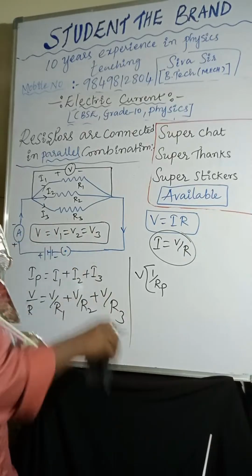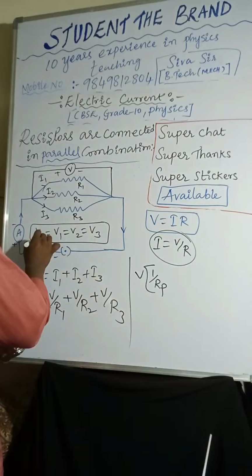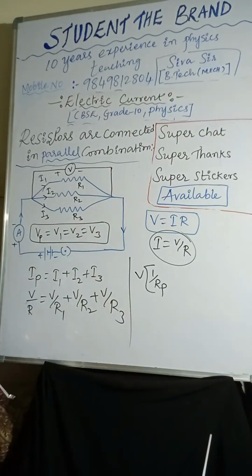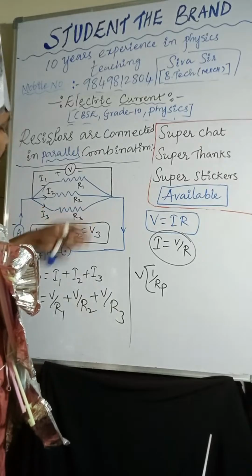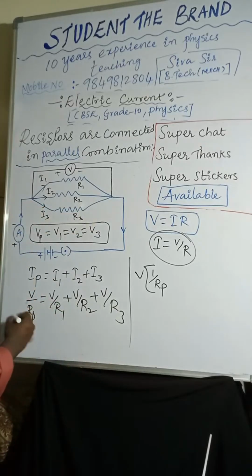So, the parallel combination. The equivalent potential difference in a parallel combination: Vp equals V1 equals V2 equals V3. So that is 1 by Rp.